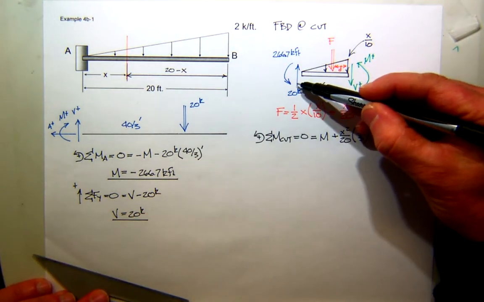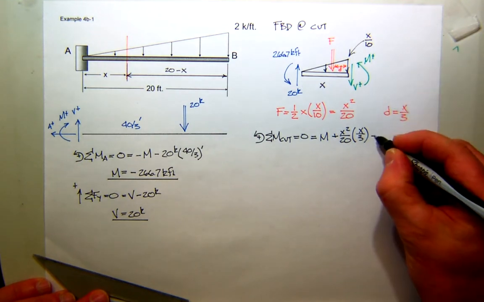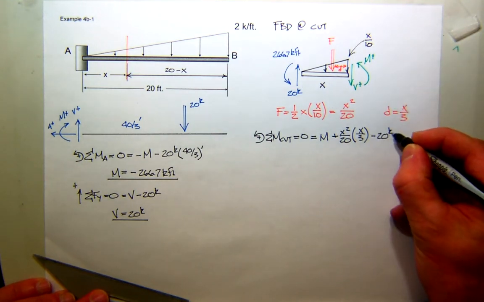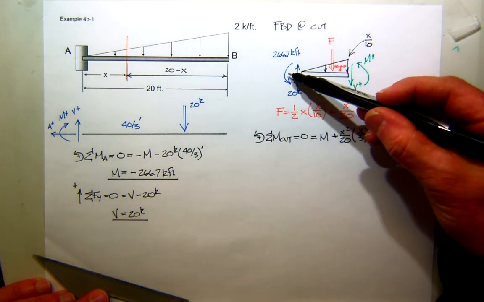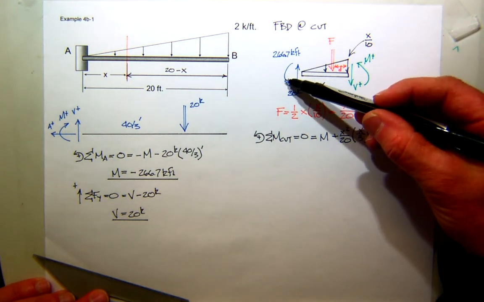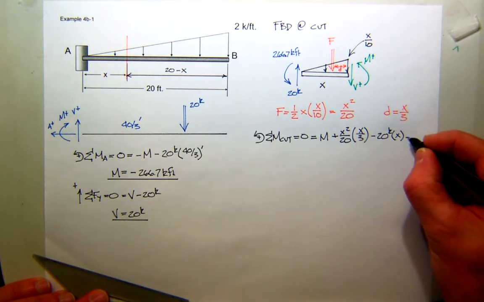This 20 kip force, positive or negative moments about the cut? Negative. 20 kips, what's the moment arm? x. Don't forget our moment out here at the end. Positive or negative moment using right-hand rule? Positive.